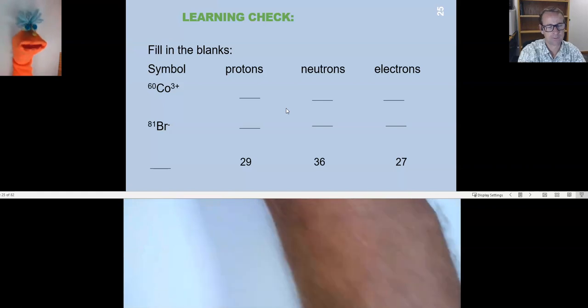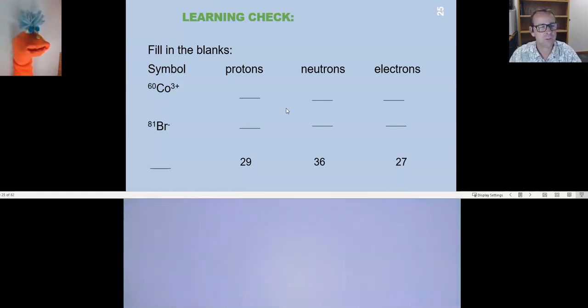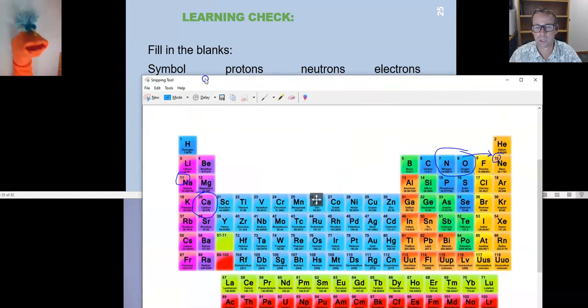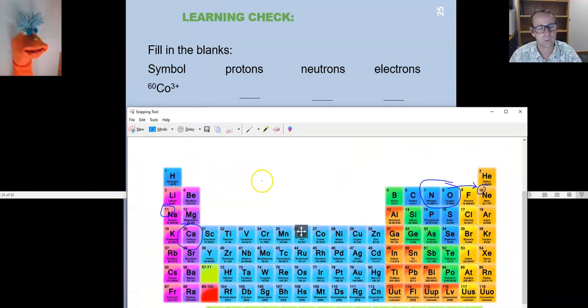Yeah, I looked at it. All right, what did you get for the number of protons for cobalt 60 with a +3 charge? That's 27. How did you get 27? Because that's the number on the periodic table. That's right. There's 27 on the periodic table. That's the number of protons. Oh, and the number of neutrons is our 60 minus our 27, 33.